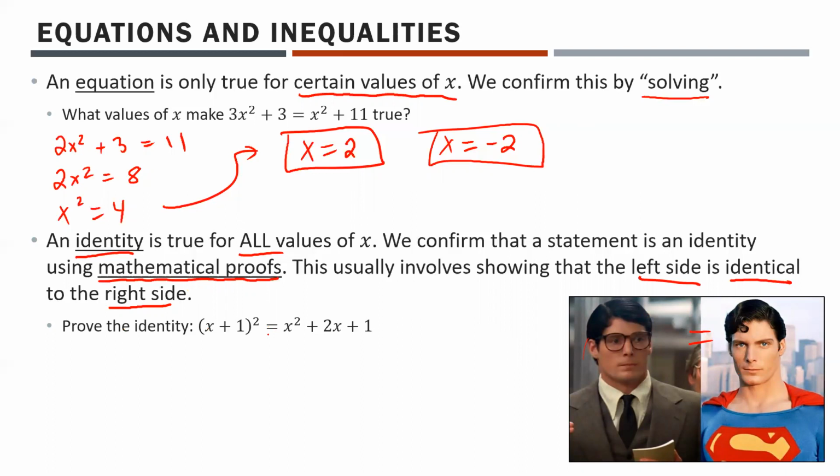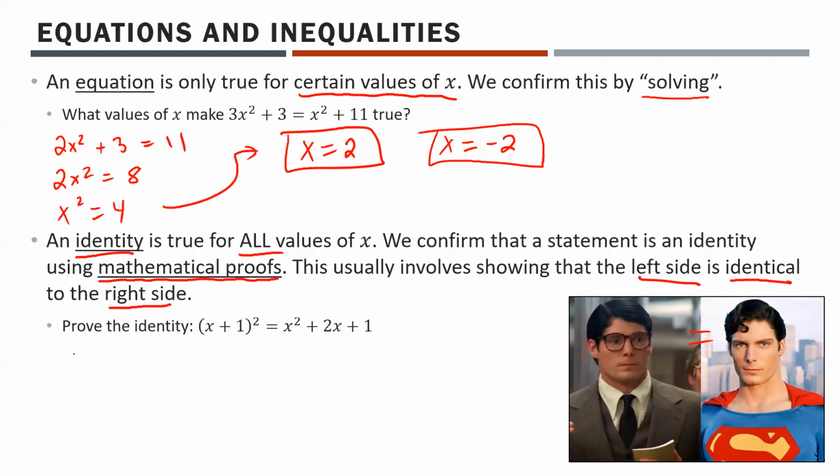Now, prove this identity. Again, we're not getting into proofs today, but I'll just show you what a proof could look like. We want to show that (x + 1) squared is an identity, so it's totally equal to x squared plus 2x plus 1 for all values of x. Again, to do this, we want to show the left side is identical to the right side. Work on one side or the other. I think I'll work on the left side.